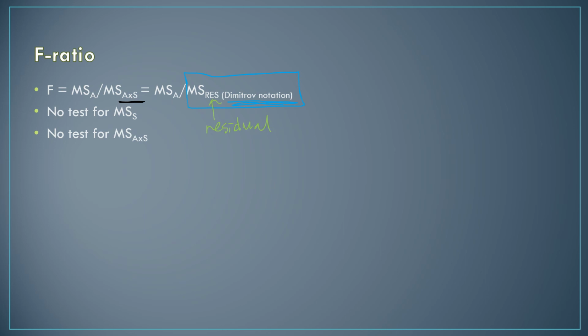The other thing about these within subjects models is that you do not get a main effect for your subjects, so each subject compared to themselves, and you do not get a term or an F ratio for this interaction of each subject at each level.